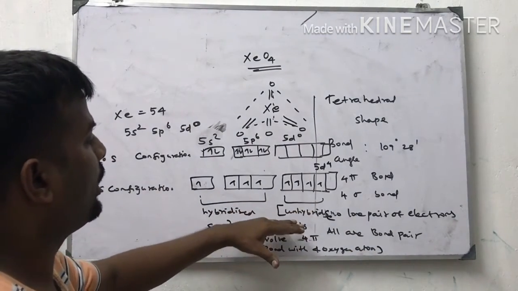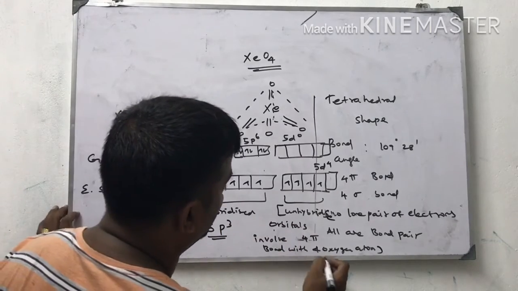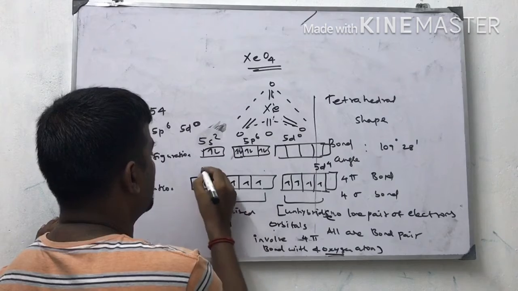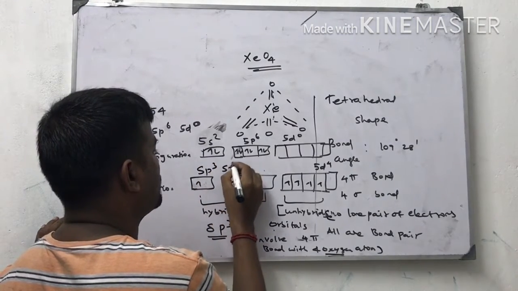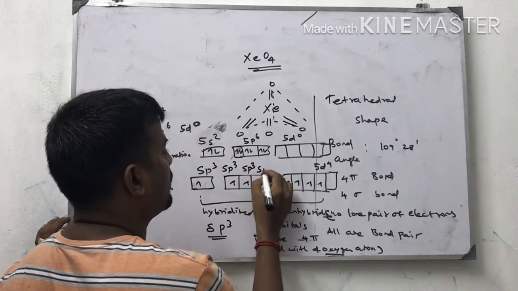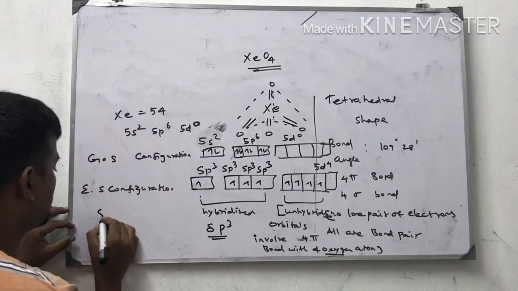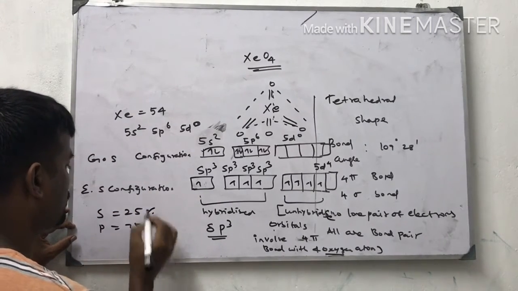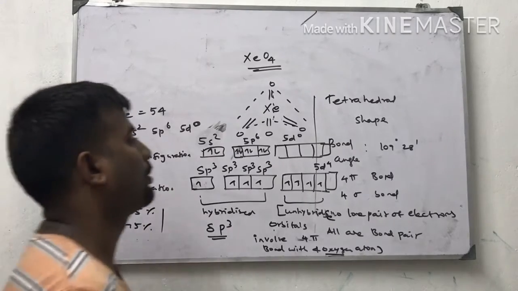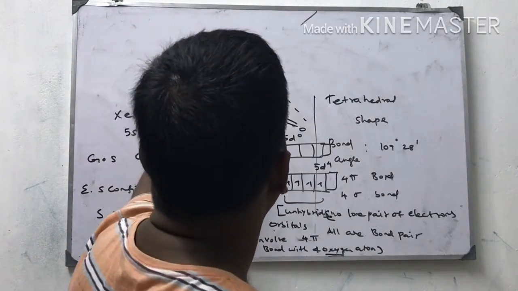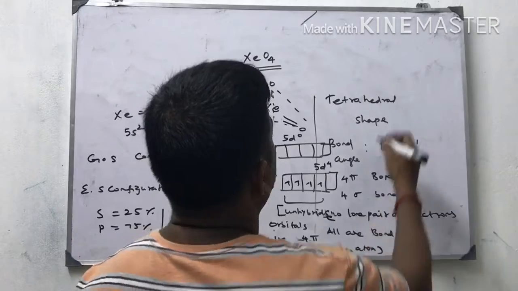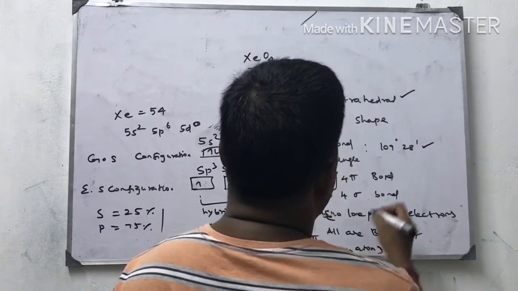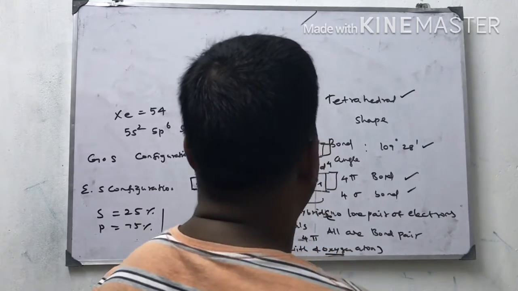The unhybridized orbitals involve 4 pi bonds with the 4 oxygen atoms. Next, these are all sp3, and here the s character is 25% and the p character is 75%. This is also one piece of information. So this is the structure of xenon tetraoxide. It is tetrahedral in shape, with bond angle 109 degrees 28 minutes. 4 pi bonds and 4 sigma bonds are formed.